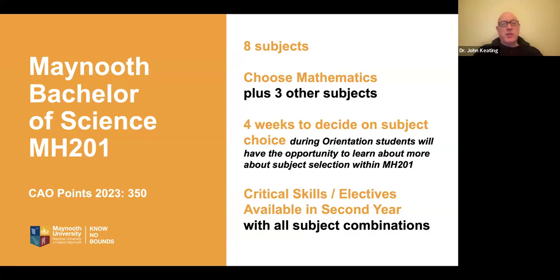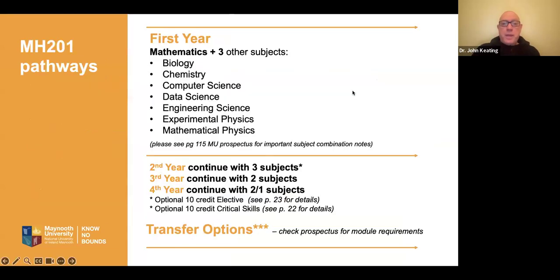By the time you come to university, get to second and third year, we have new ways of exiting with a degree that's more aligned with what you want to do in life. So I'll talk about those again. Okay, so first year, there are various pathways. So we have mathematics and 3 other subjects, biology, chemistry, any of these 3.